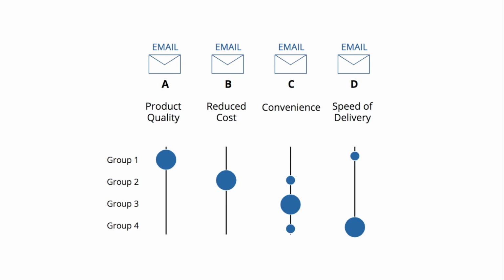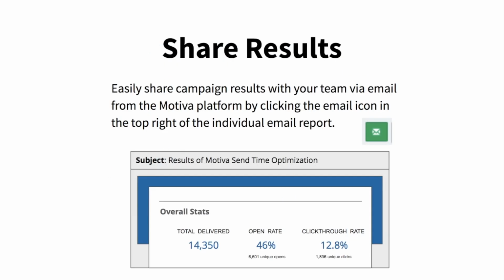And finally, sharing content insights with your colleagues is essential for continually refining and adapting to your contacts. Every individual message test report has a green email button at the top right corner, so you can easily share results with anyone on your team via email.